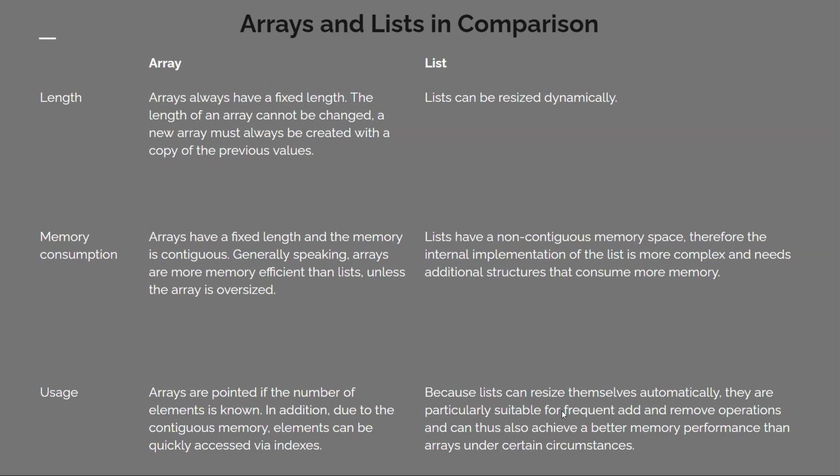Usage, array. Arrays are perfect if the number of elements is known. In addition, due to the contiguous memory, elements can be quickly accessed via indexes.